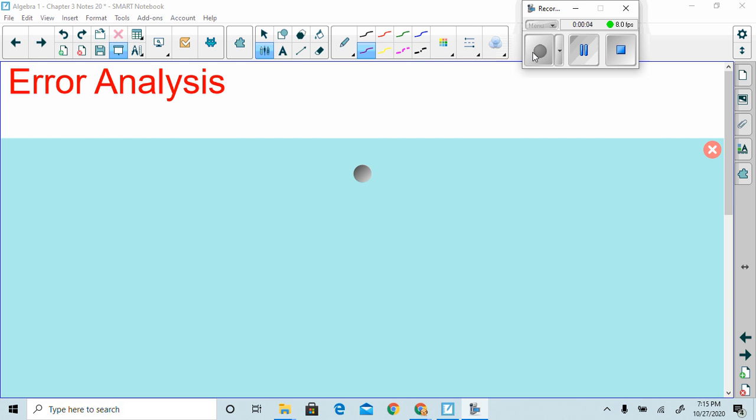As a starter activity today, I'd like to do a little error analysis. We're going to look at 3 different problems, and we're going to see if we can find the error made and then correct it. Here's our first problem.